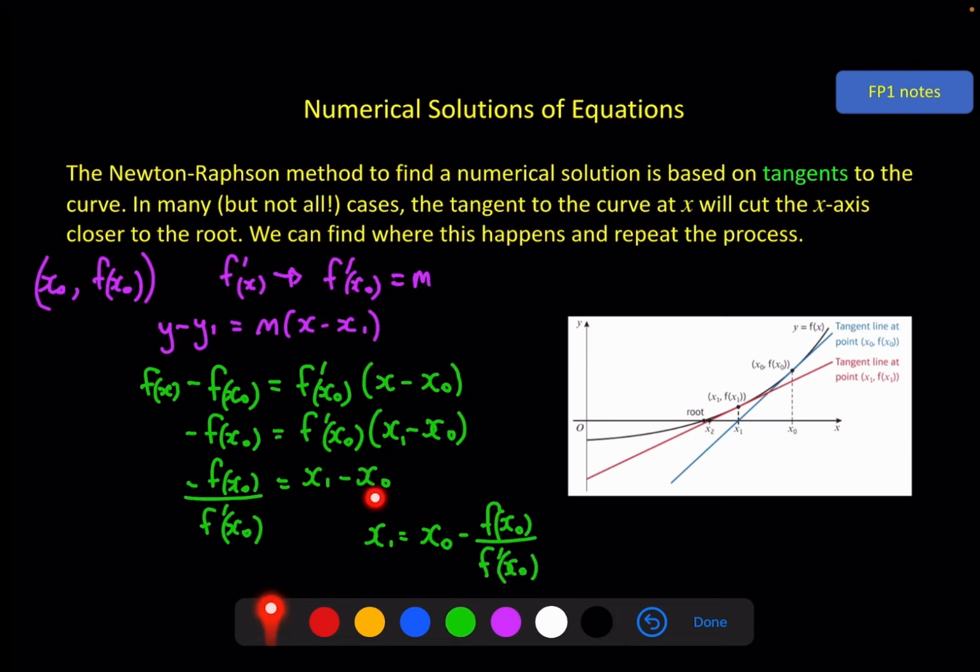And this thing here is called the Newton-Raphson formula. And you don't really need to know all of this. You can just memorize this formula and apply it like an iterative formula. So the first value goes in here, and that'll give us the first approximation. Then we use that first approximation, put that into here to find the second approximation, and so on.